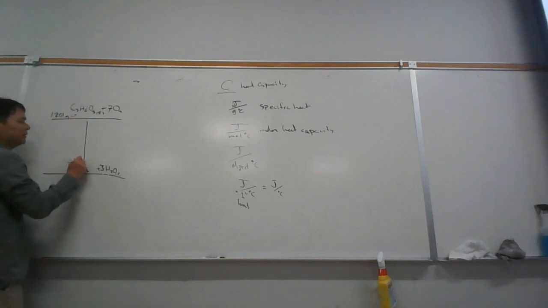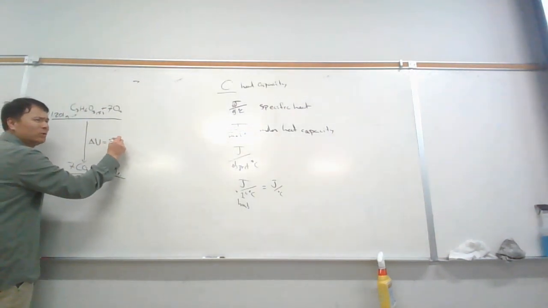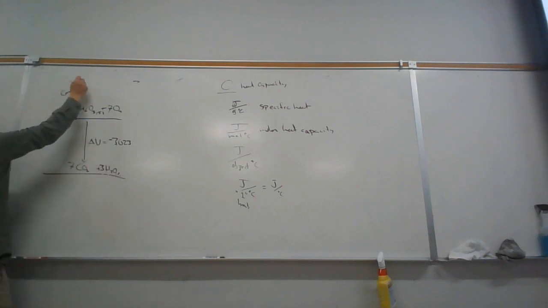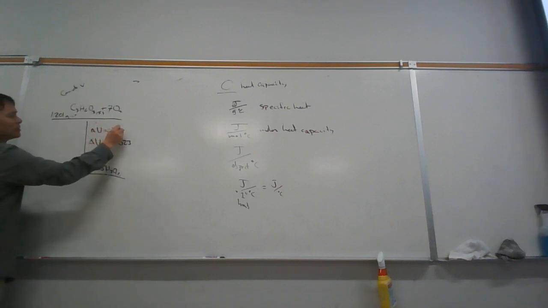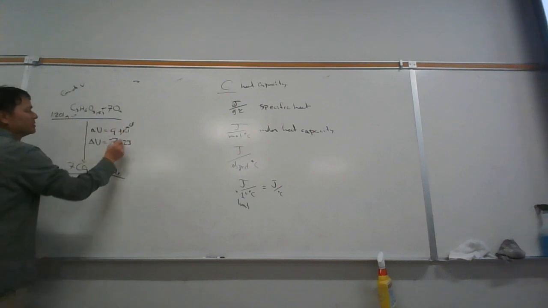So we have our delta U here. Our delta U is equal to minus 3.023. We're doing this in a bomb, constant volume. And actually, I should have done something before this. Let's write it up here. Delta U is equal to Q plus W. Can we do any work inside a bomb? No. No work is done inside a bomb.